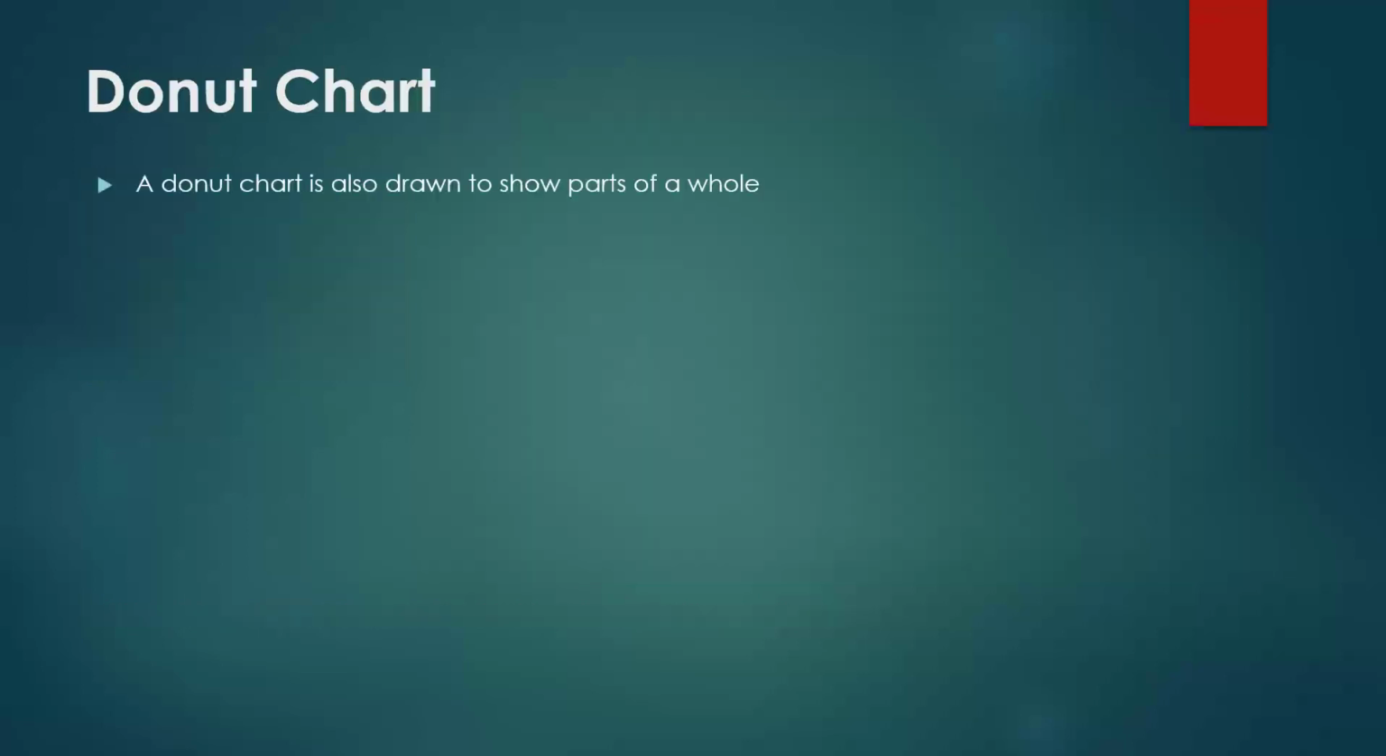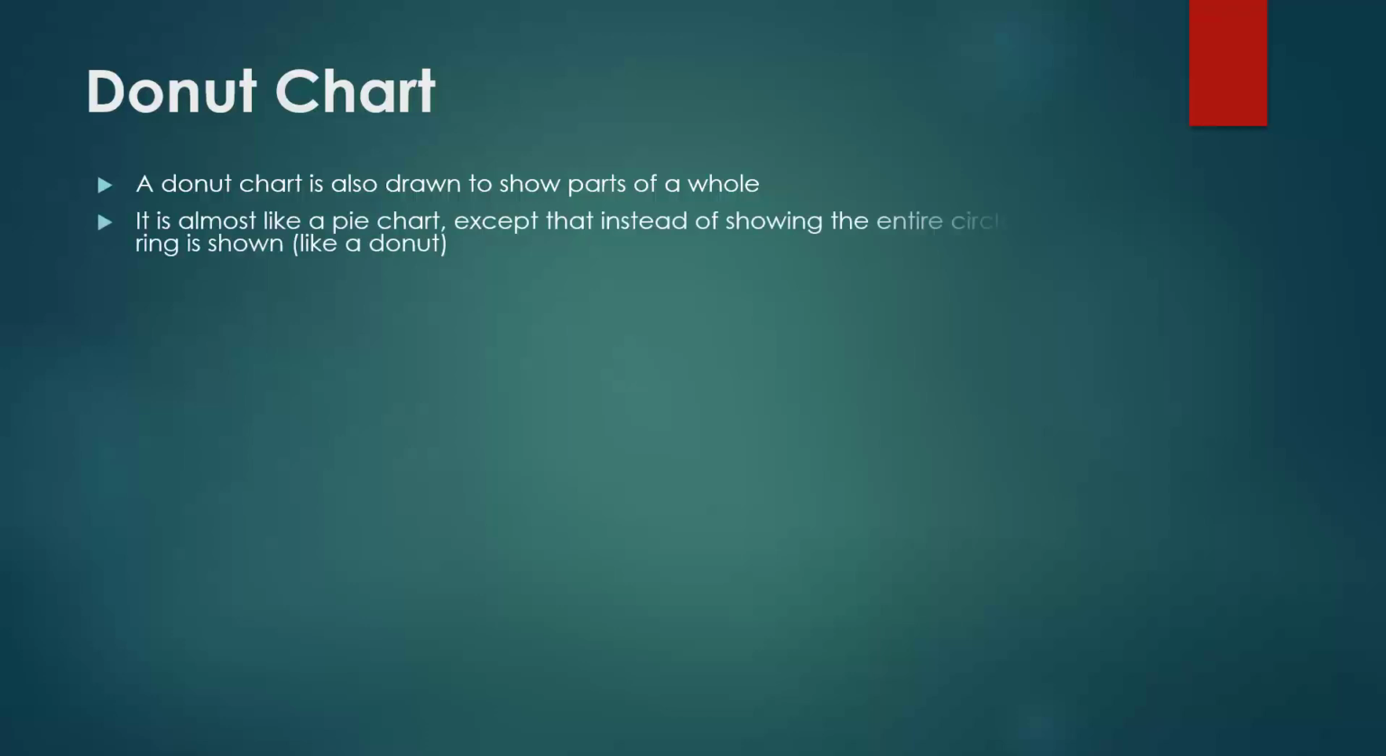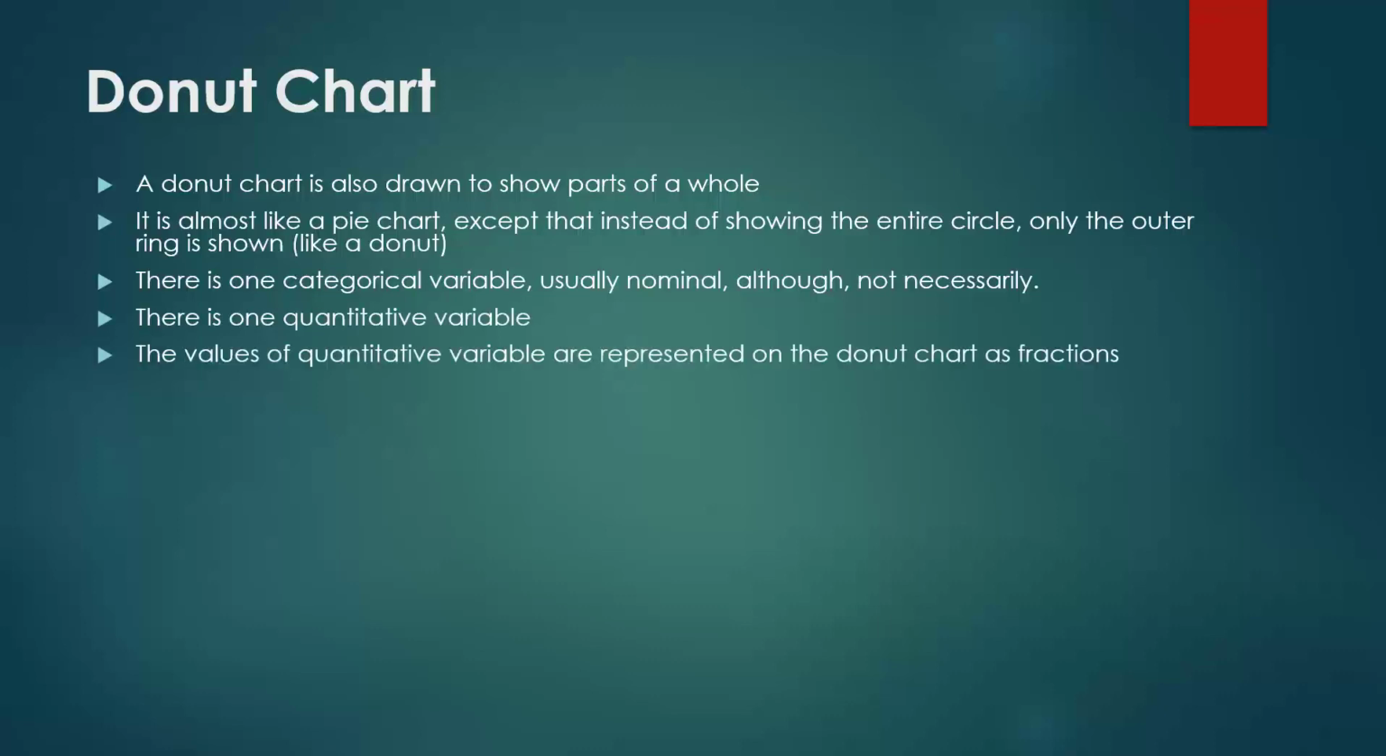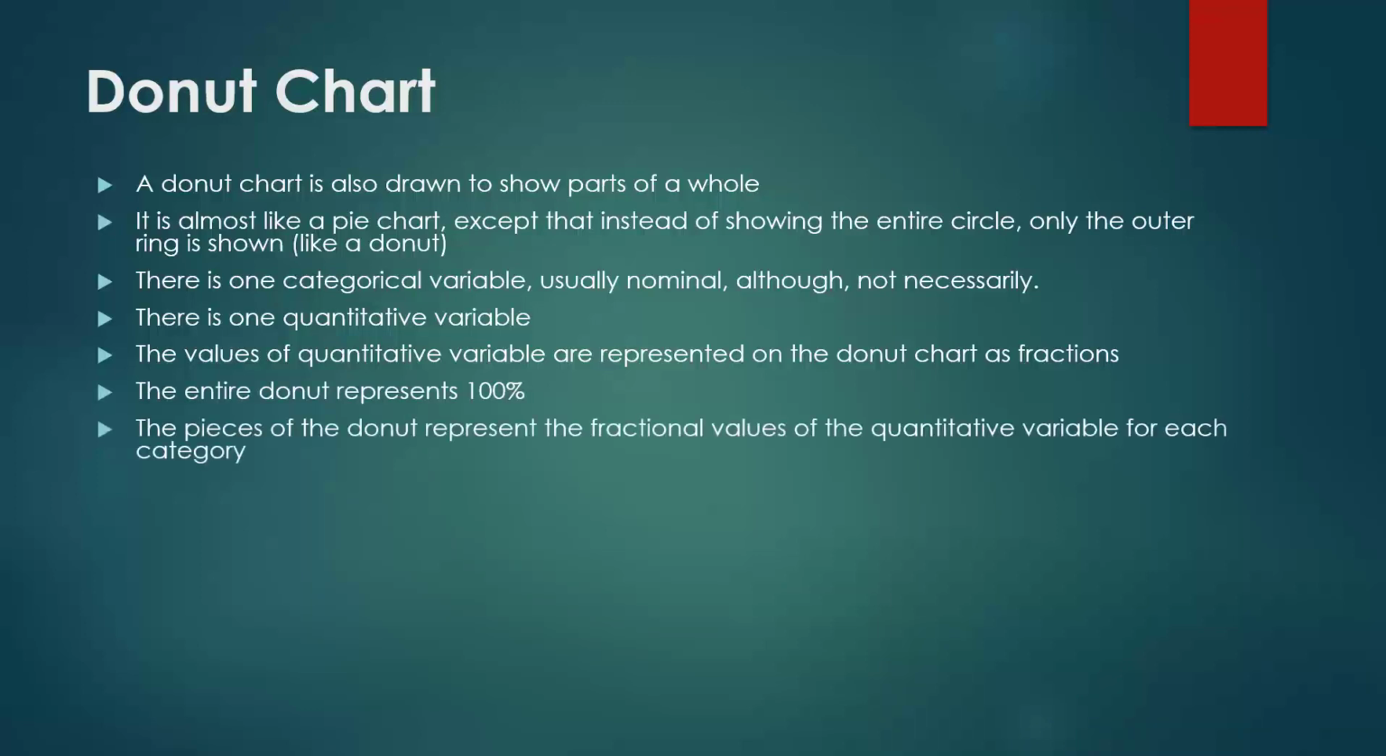Donut chart. A donut chart is also drawn to show parts of a whole. A donut chart is almost like a pie chart, except that instead of showing the entire circle, only the outer ring is shown, like a donut. So again, there's one categorical variable, usually nominal, and one quantitative variable. The values of the quantitative variable are represented on the donut chart as fractions. The entire donut represents 100%, and the pieces of the donut represent the fractional values.